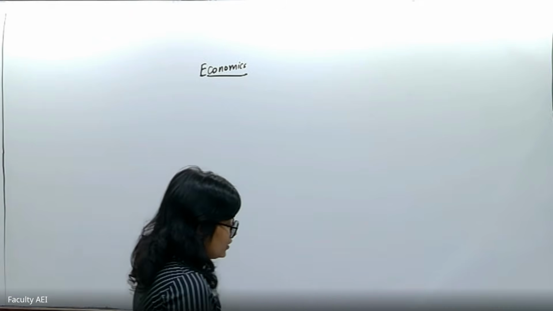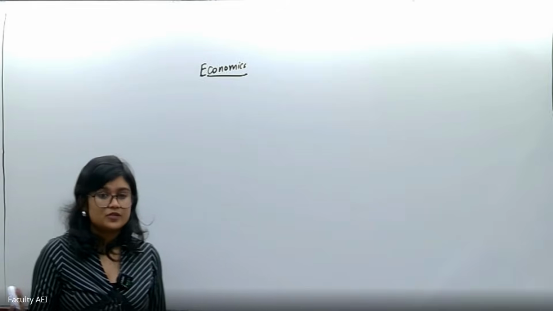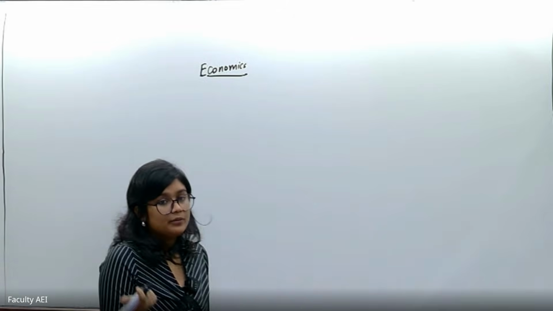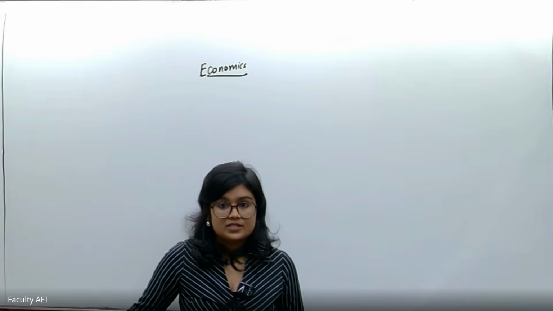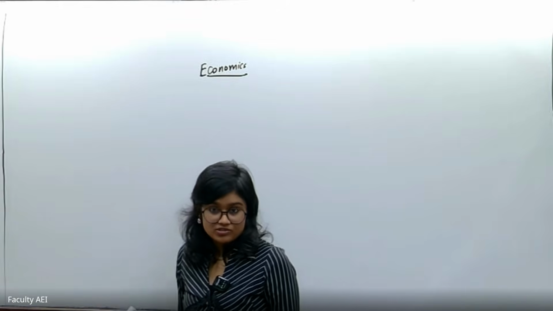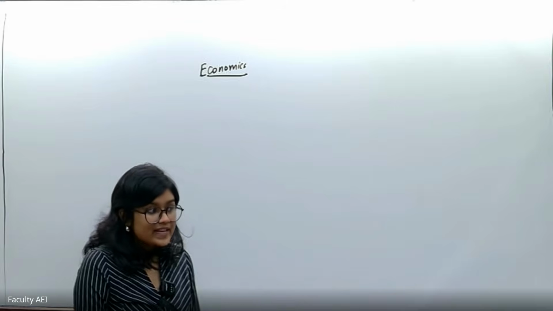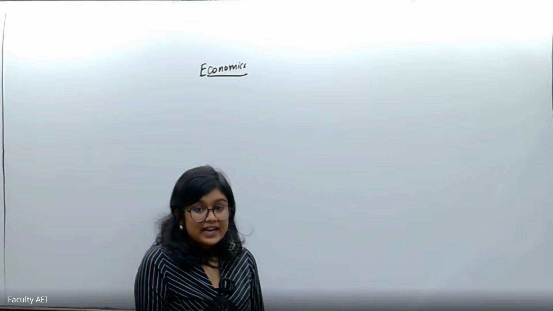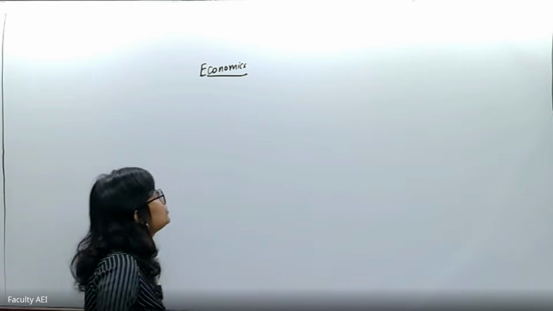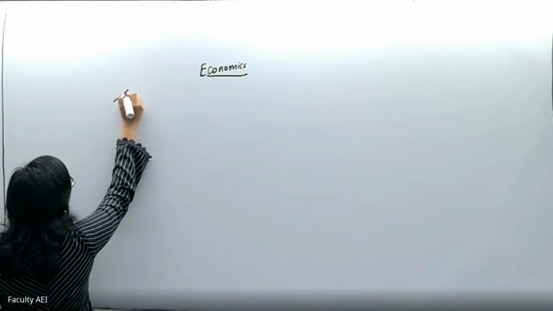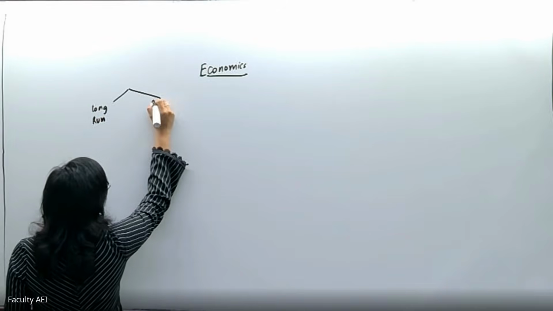In this reading, we'll be discussing the different types of market structure. It can be perfect competition, oligopoly, monopolistic competition, or a monopoly market. So, what are the different types of market structure, and how does the market structure affect the equilibrium price in the long run and the short run? The first thing is the difference between long run and short run.